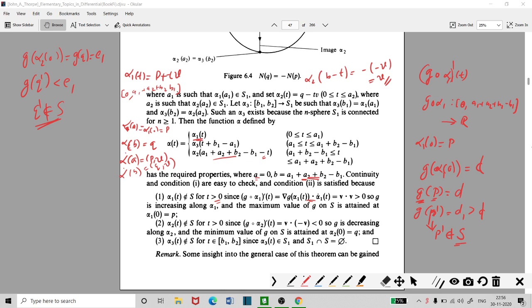Then as a consequence, if n of p is not equal to n of q, then at least for one point, p or q, we can get n of that point equal to v, which shows that every v on Sn has a pre-image, which shows that the Gauss map is onto.